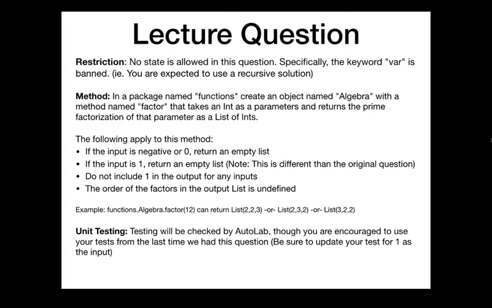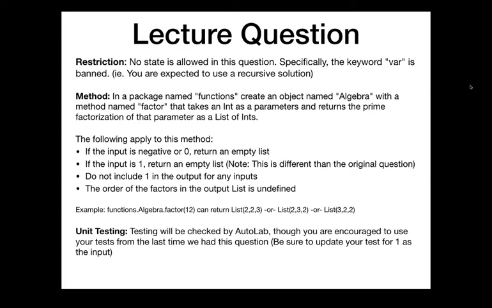The lecture question today is actually one you've seen before. Compute the factors of a number. There's only one small change I made to the original question: the input 1 should return an empty list instead of the list containing just the value 1. Other than that, you've seen this question before. But of course now we can't use var, and the intended solution is recursive. How do we throw recursion at this to solve the same thing? How do we solve this problem recursively?